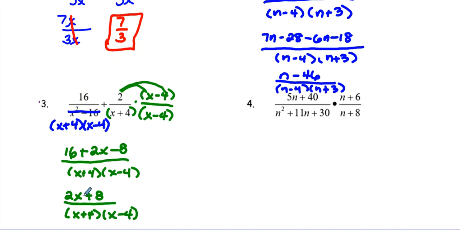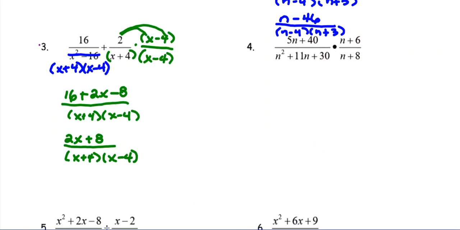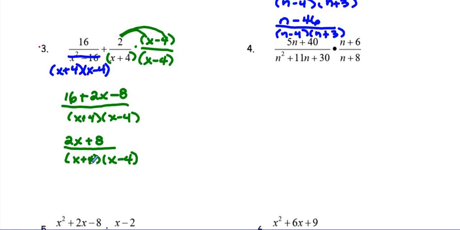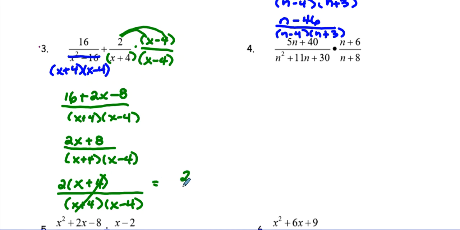Alright, and then looking at your answer, you always want to see if it's possible to factor your numerator so that something will cancel out with your denominator. In this case, if I factor out a 2, I think I will be able to cancel something out. So I have a common factor of 2 in my numerator. So I have 2, and if I divide 2x by 2, I get x. If I divide 8 by 2, I get 4. My denominator is x plus 4 times x minus 4. And now my factor of x plus 4 can cancel out, giving me a final answer of 2 over x minus 4.